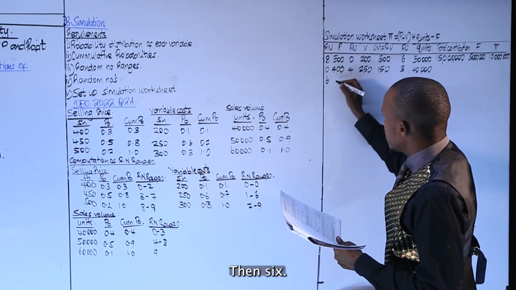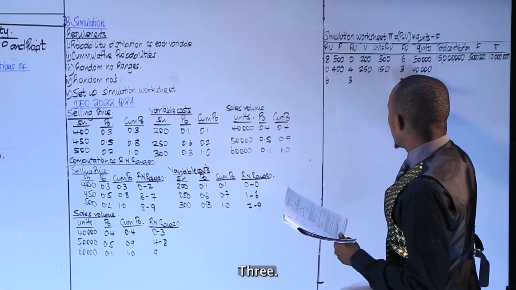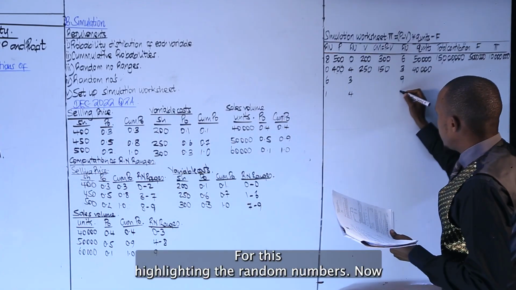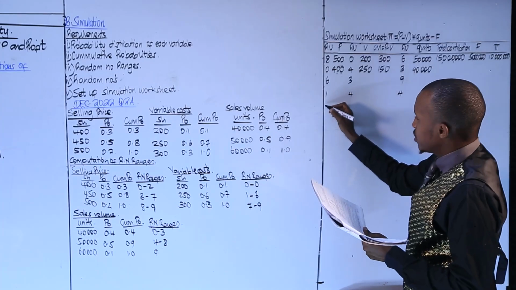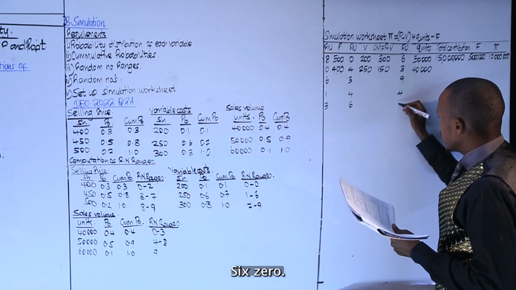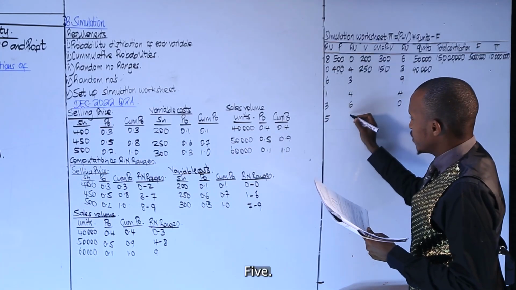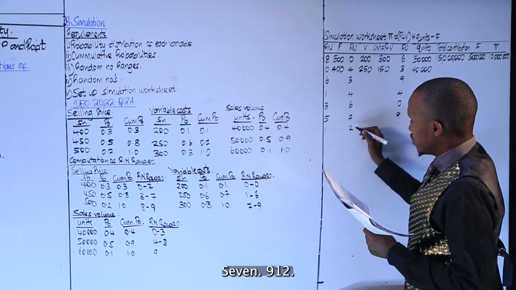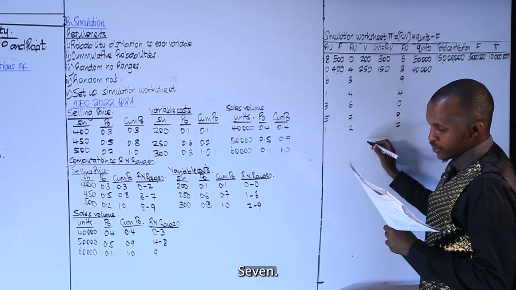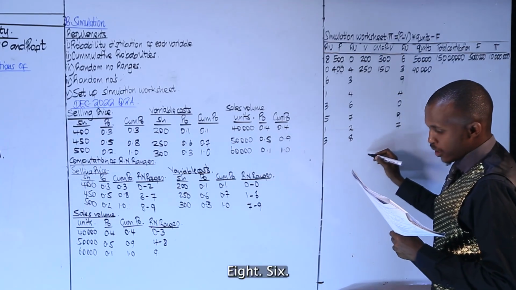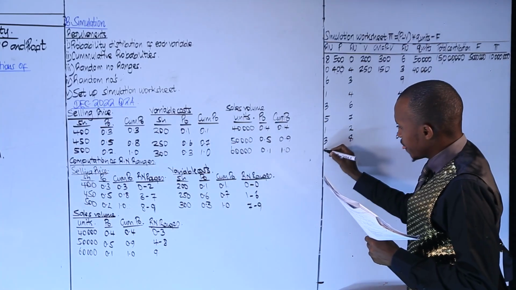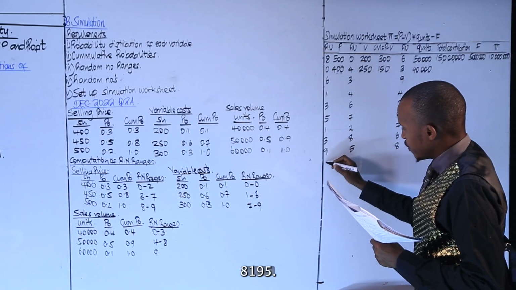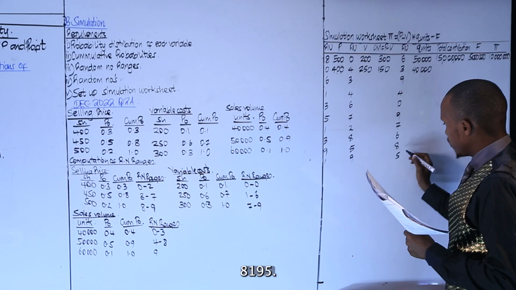Then 6, 3, 9, 1, 4, 4, just highlighting the random numbers now: 3, 6, 0, 5, 7, 9, 1, 2, 7, 3, 8, 6, 9, 5, 8, 1, 9, 5.